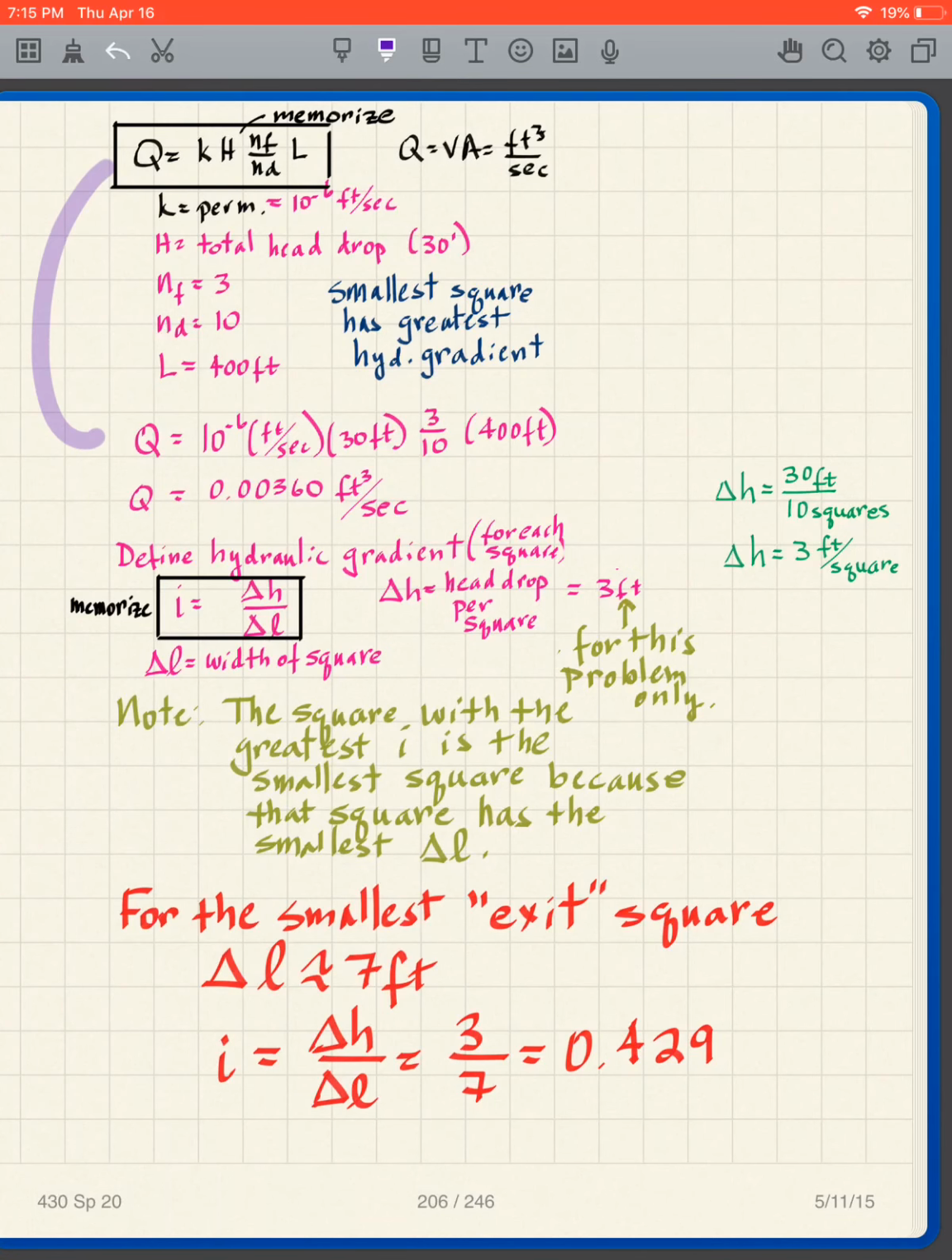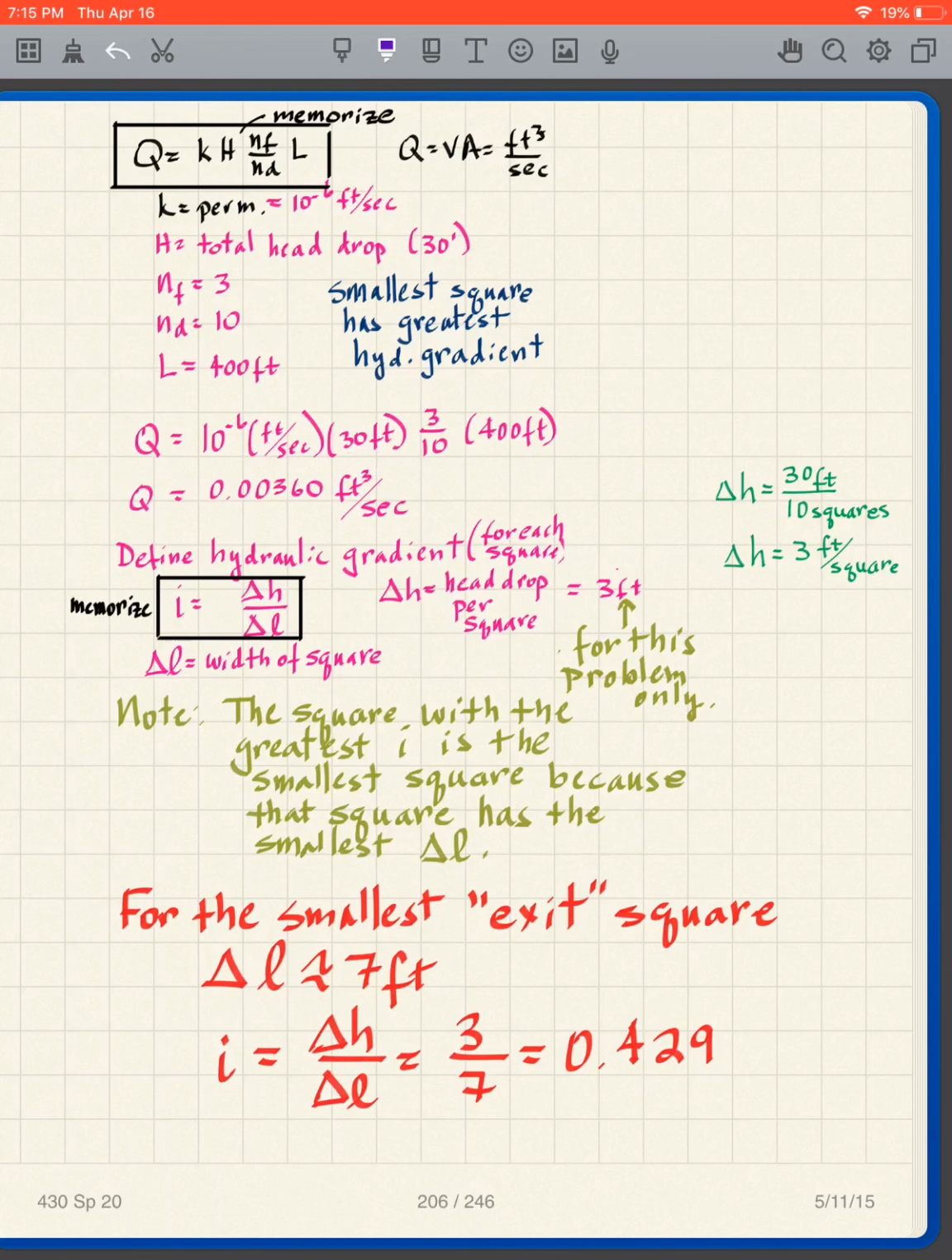I plug everything into this expression and look at my units. So K is 10 to the minus 6, H is 30 feet, NF over ND is 3 over 10, and L is 400. We end up with 0.00360 cubic feet per second. You can check the units, but it comes out to be cubic feet per second.